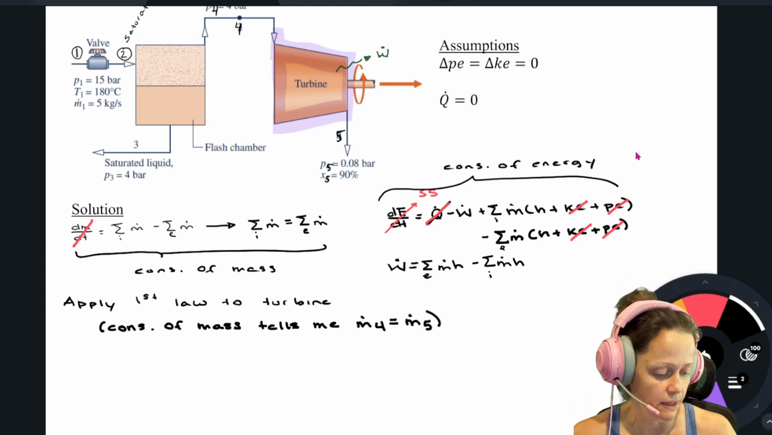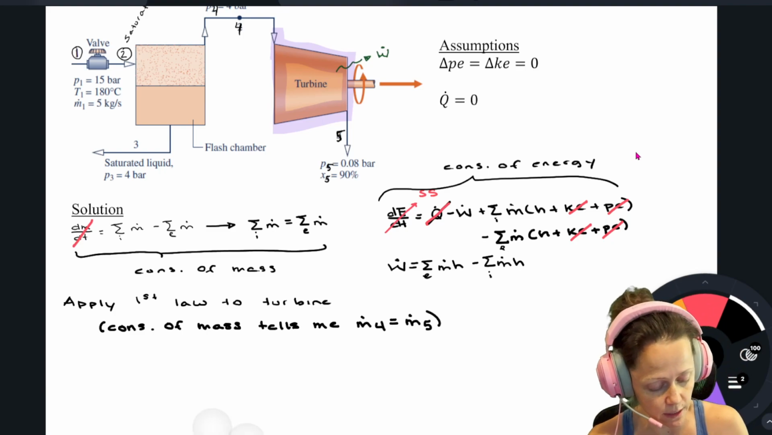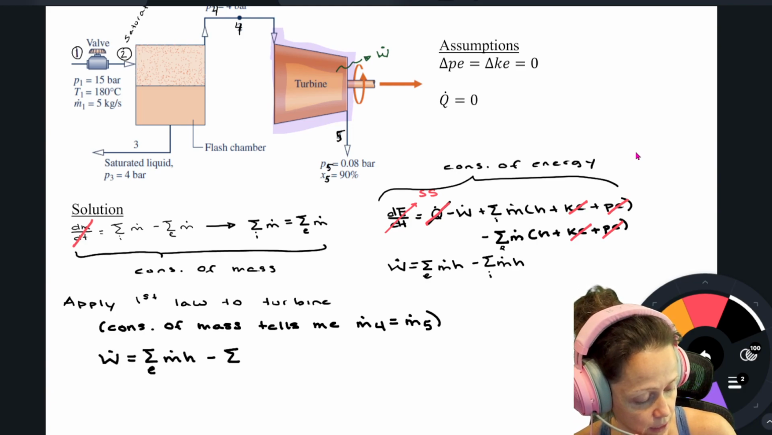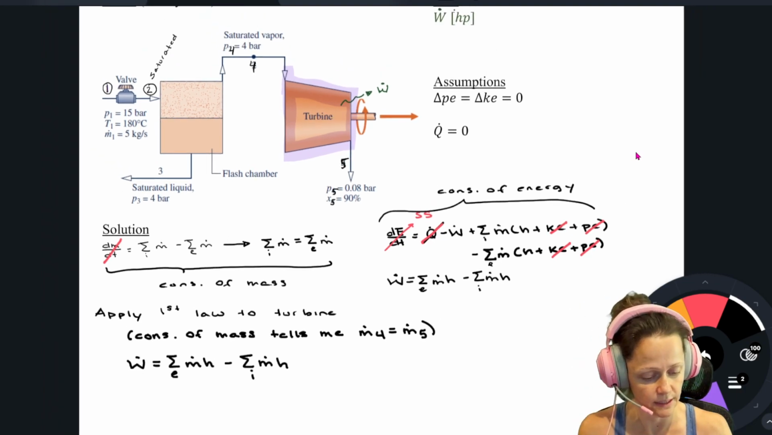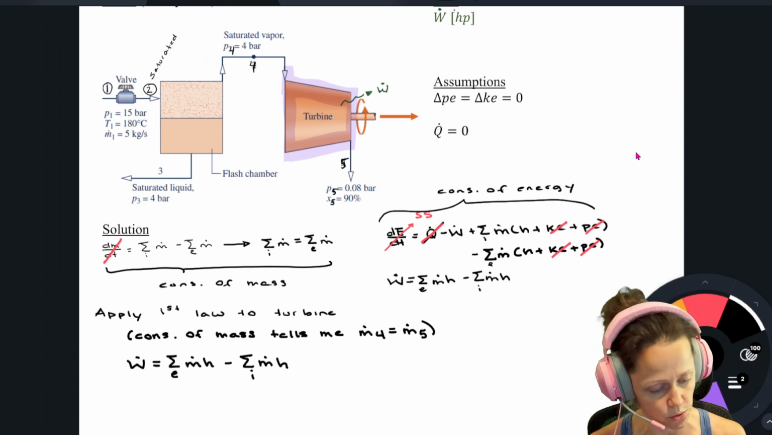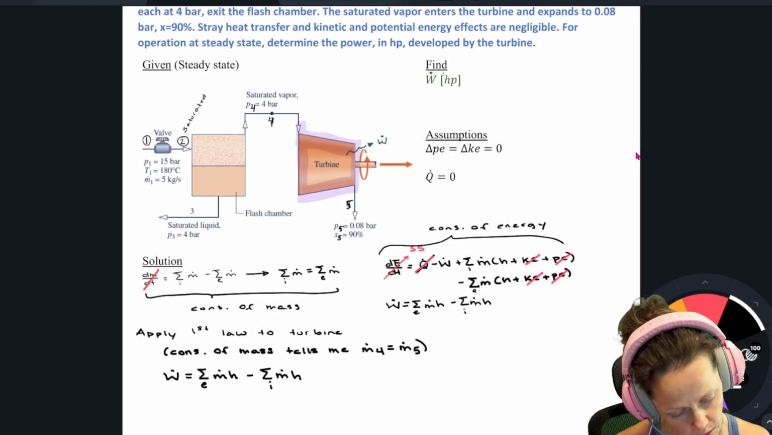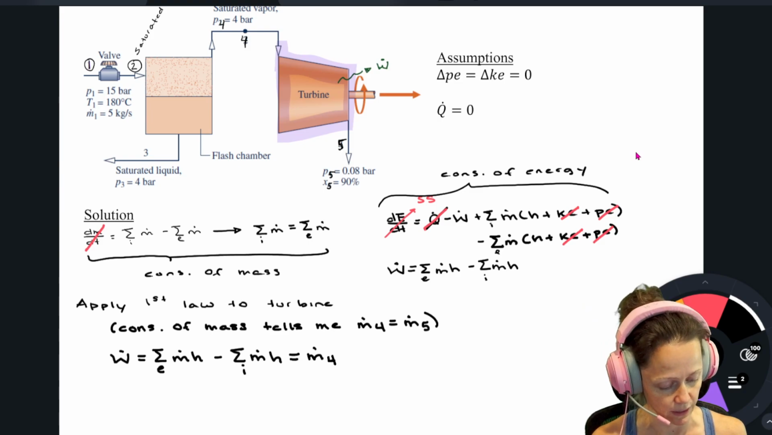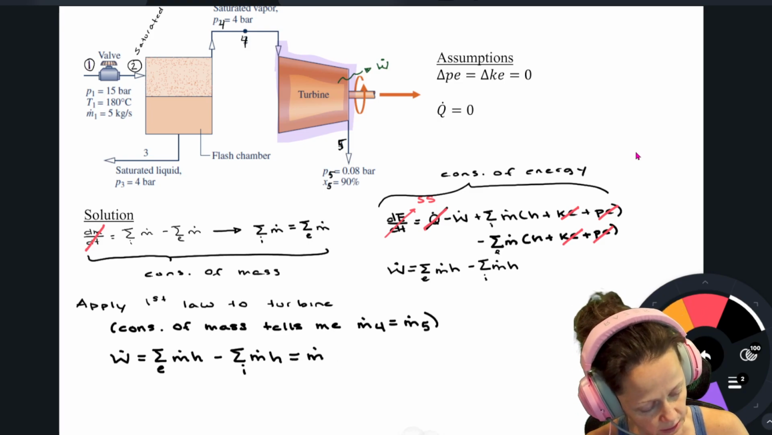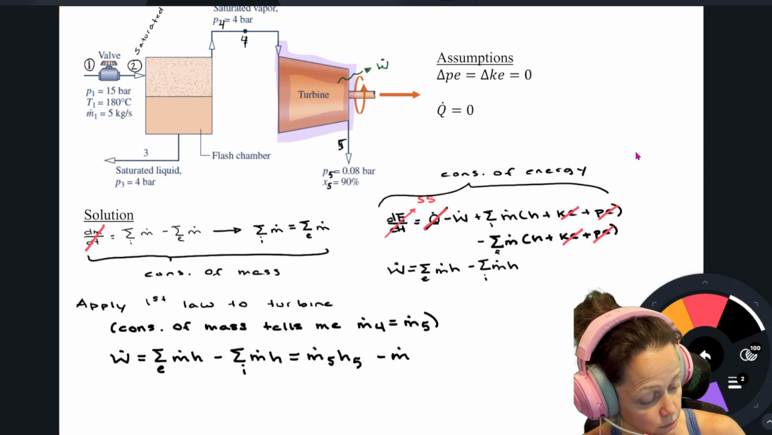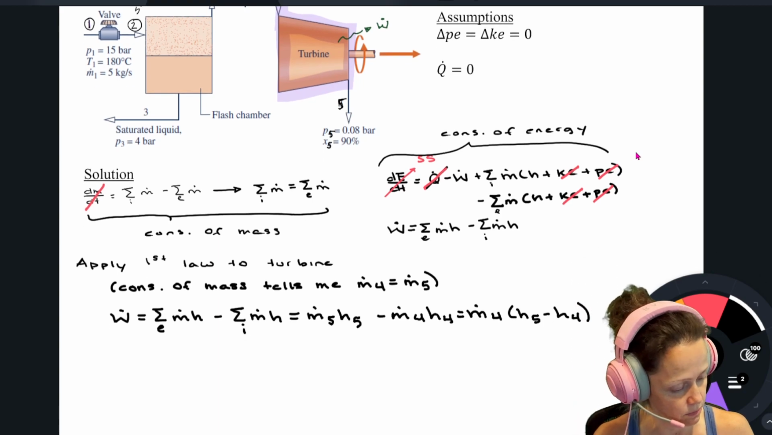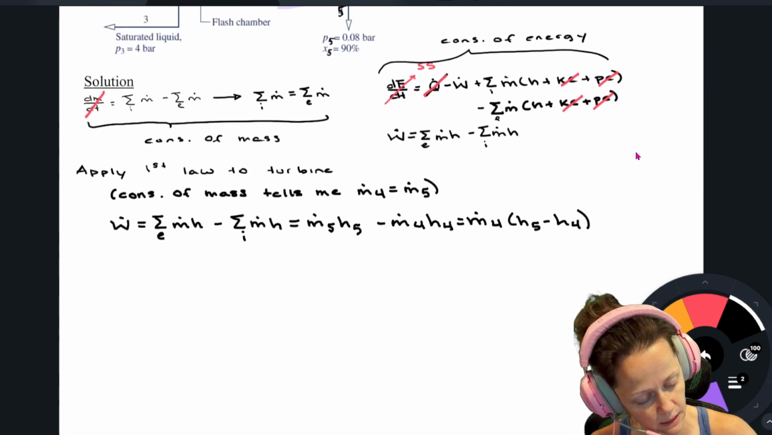But my first law is going to tell me that W dot, and I do have a W dot, is equal to the sum of my M dot H's going out minus the sum of my M dot H's going in. Perfect. So I know that this is going to be equal to M dot 4. I'm just going to call them M dot 4, not M dot 5, but I'll simplify it in a second. So going out, I've got things going out at 5 and things coming in at 4. And I'm just going to simplify that and call that M dot 4 times H5 minus H4. So that's my governing equation. I'm going to highlight that there.